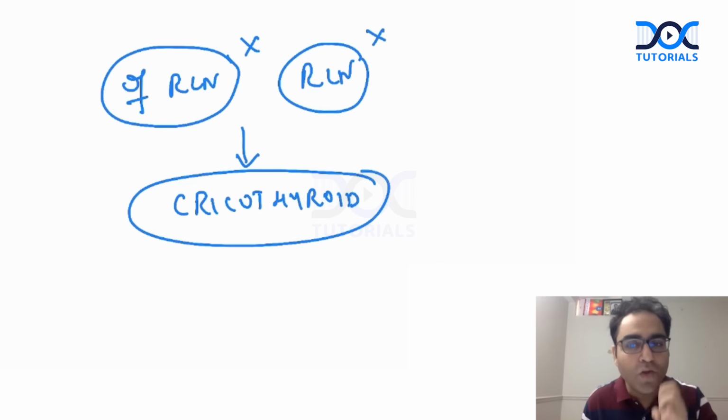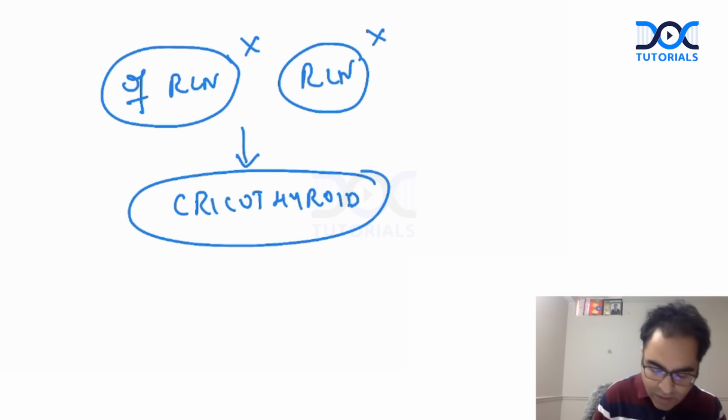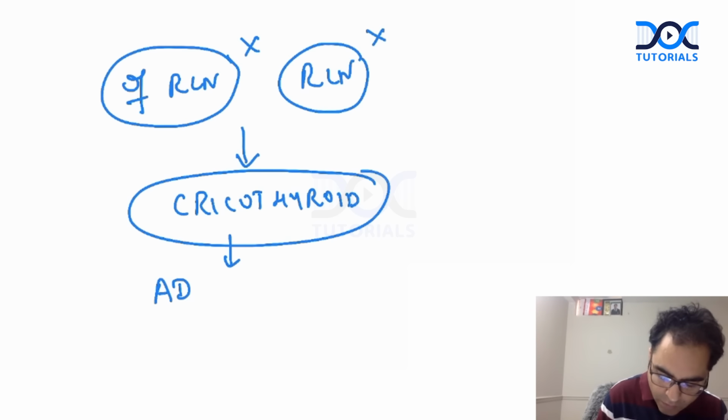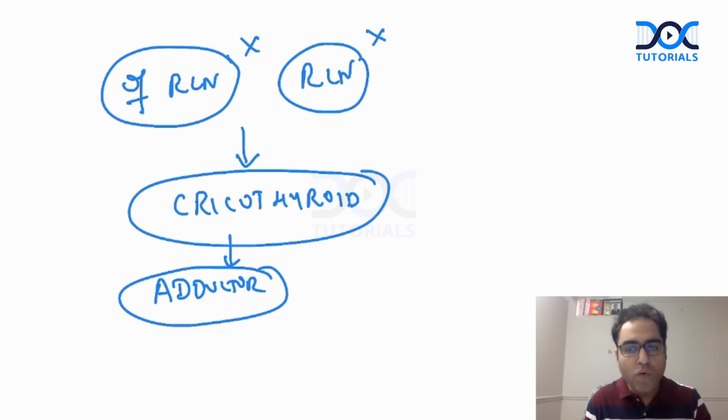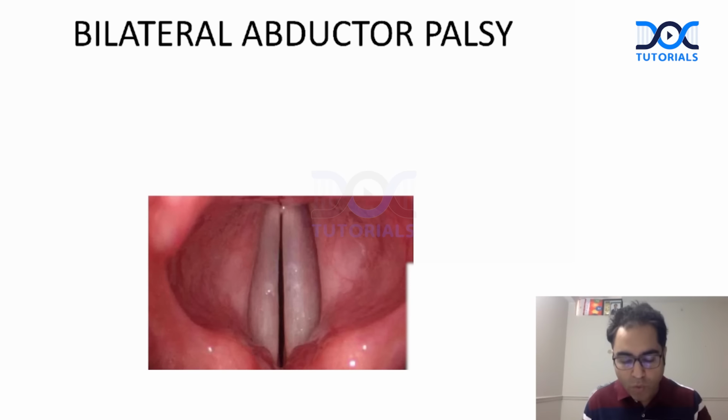Now, what is the function of cricothyroid? It has two functions. It's an adductor and tensor also. So basically, for us, it is an adductor at the moment. Adductor means it will bring the vocal cord to the midline. So both vocal cords have only one muscle left working, which is cricothyroid, and unfortunately, it is an adductor muscle. This will lead to a situation called bilateral abductor paralysis. Bilateral abductor paralysis means both vocal cords have come to the midline and are permanently closed.